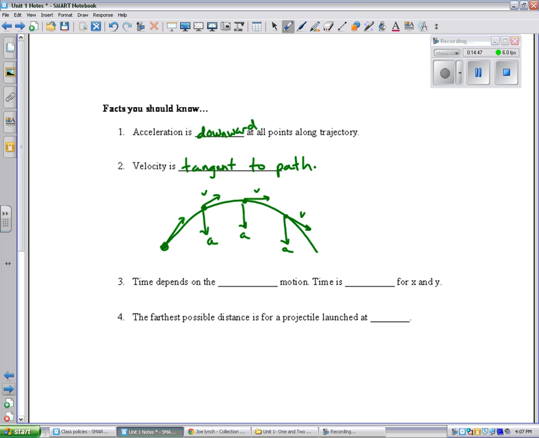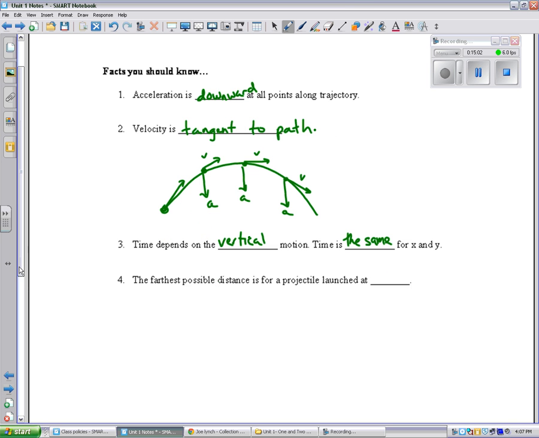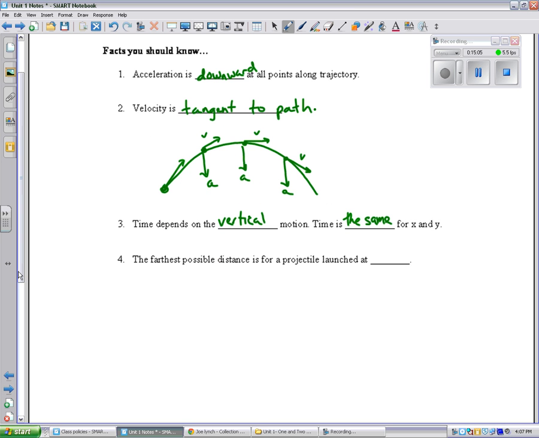Time depends on the vertical motion, or the y motion of the ball, and time is the same for x and y. And we're going to see this probably in the lab. The farthest possible distance is for a projectile launched at 45 degrees. If you launch it straight up, it's just going to come straight back down. If you launch it too flat, it's not going to be in the air very long, and it's not going to go very far. So the farthest distance is when you launch it at 45 degrees. And if you think of throwing a football or a baseball, that's about where you would let it go at 45 degrees to make it go the farthest.